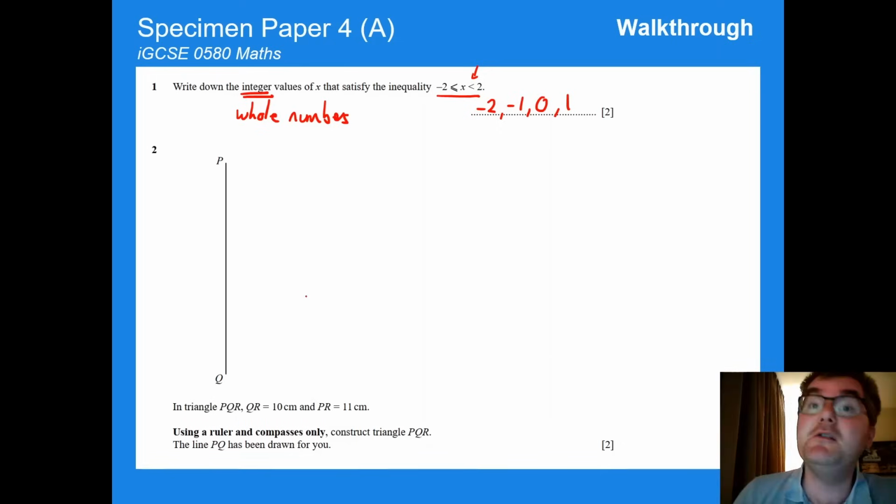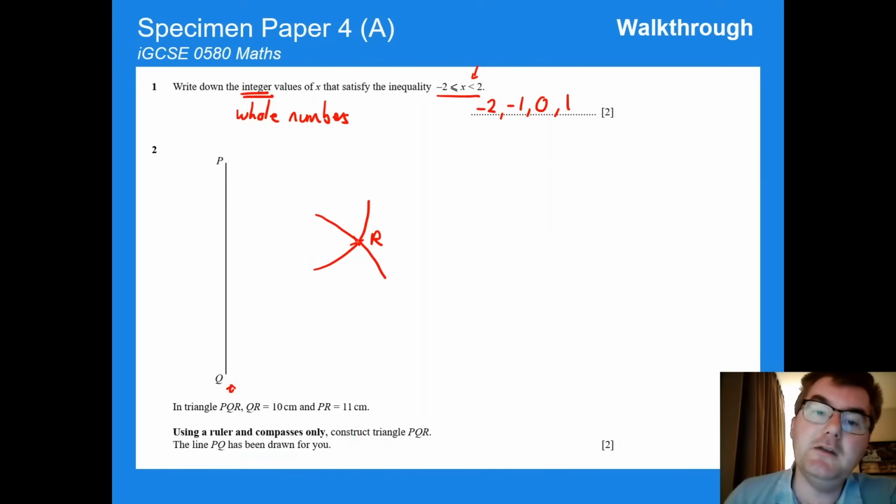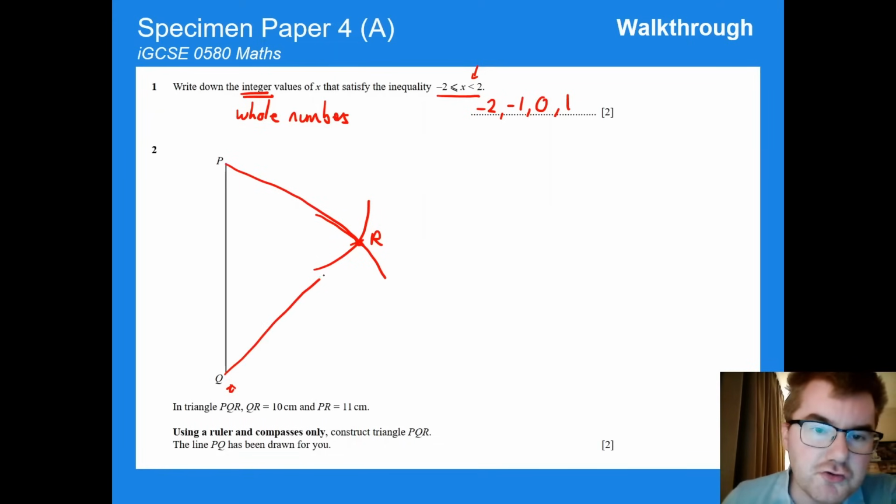On to this question, so we have a construction question, and you're told that QR is 10 centimeters and PR is 11 centimeters. What you're trying to find here with a ruler and compasses is this R over here. The way you would do this is you have your compass, you would open it up to 10 centimeters from this part and then make an arc. And then from this end you do 11 centimeters open and then do an arc. And then you find where they cross and then connect them up to make your triangle.